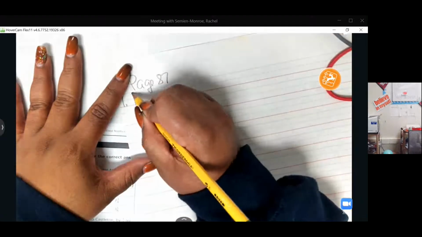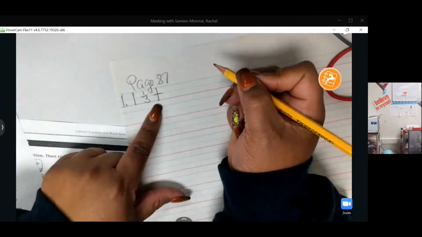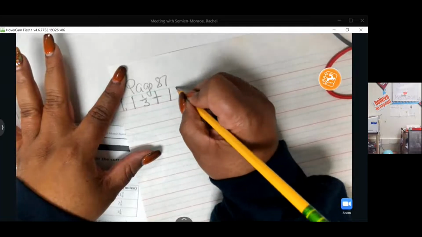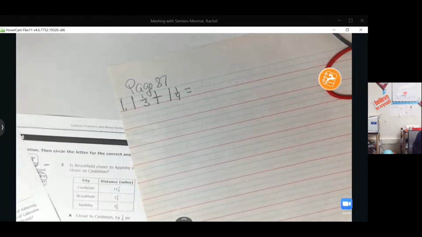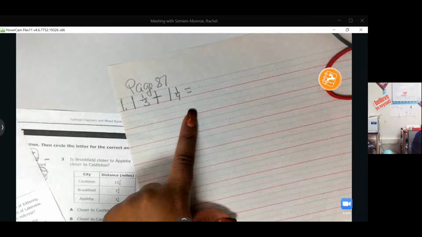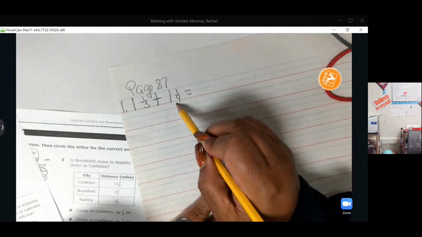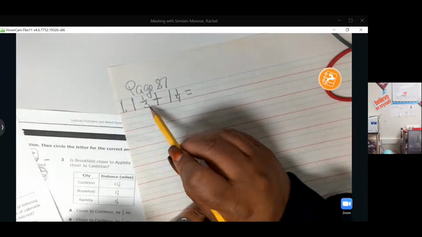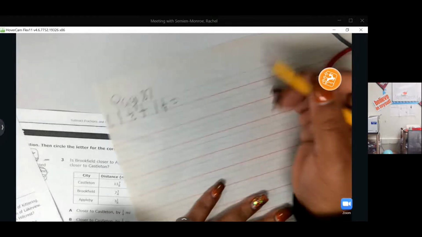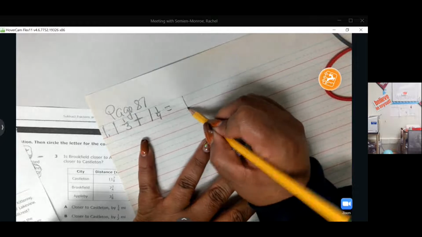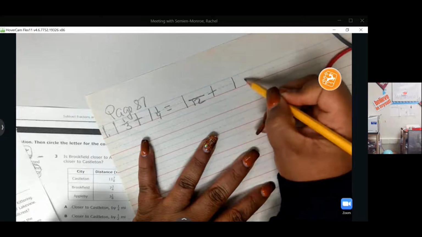I have 1 1/3 plus, so that's my "and," 1 1/4 equals. Well, I cannot continue to add. Why? Because my denominators are not the same. I need to find my common denominator. When the denominators are this small, I don't have to do a lot of research on it. I can just go ahead and multiply these two bottom denominators. 3 times 4 equals 12. So I'm going to bring my 1 over, plus, bring my 1 over. I know that my denominator is going to be 12.